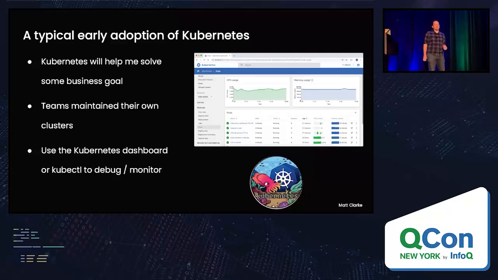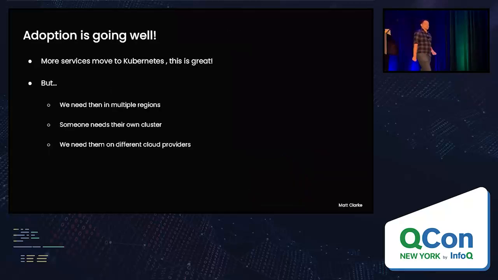Maybe you're looking to reduce some of your cloud costs, or you make use of pod scheduling, or you want to run some third-party tool that has a great install on Kubernetes. So you spin up these Kubernetes clusters, use the Kubernetes dashboard, and use kubectl to debug and monitor this service, and things are great. It works really well. And adoption starts to go well, and other teams start to see, oh, this is actually really useful. We should all move all of our stuff there.